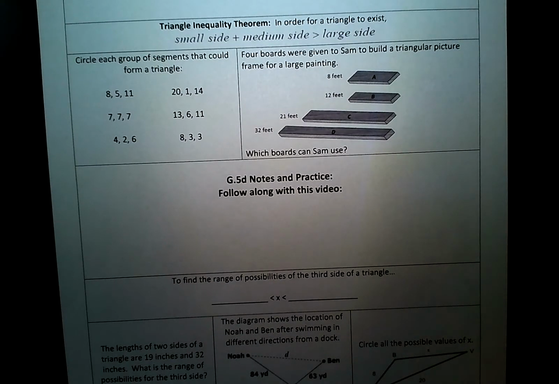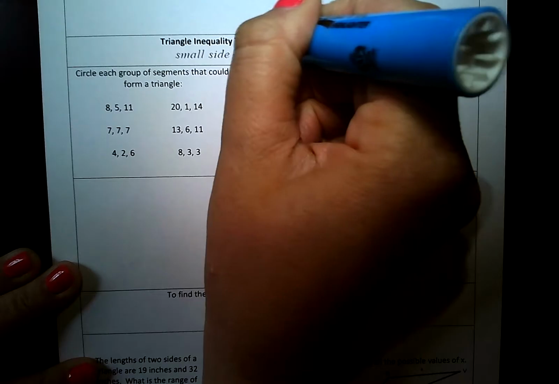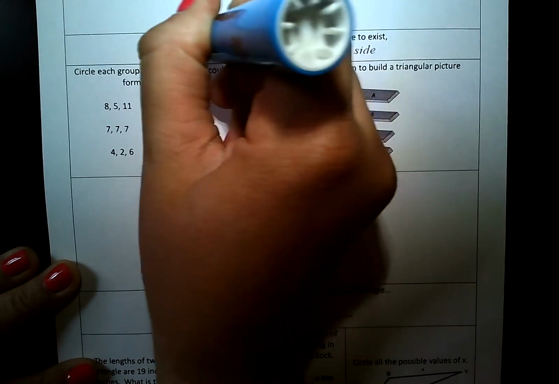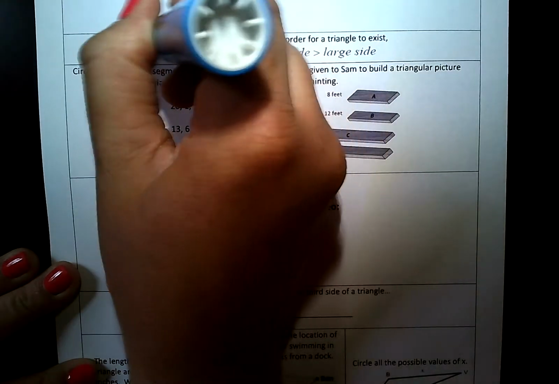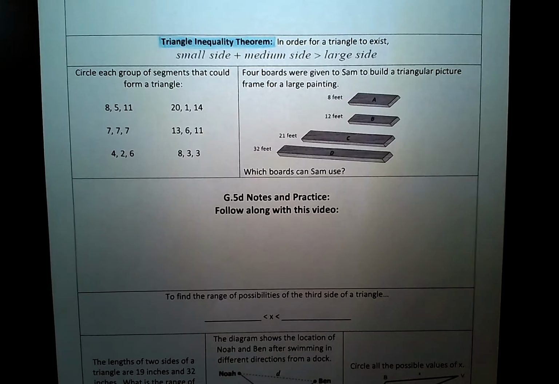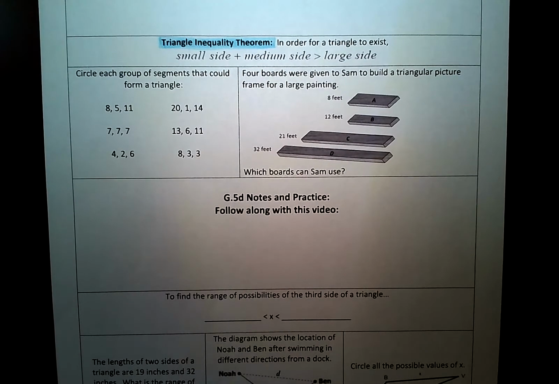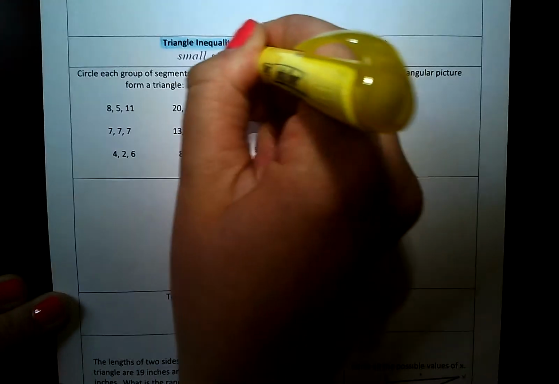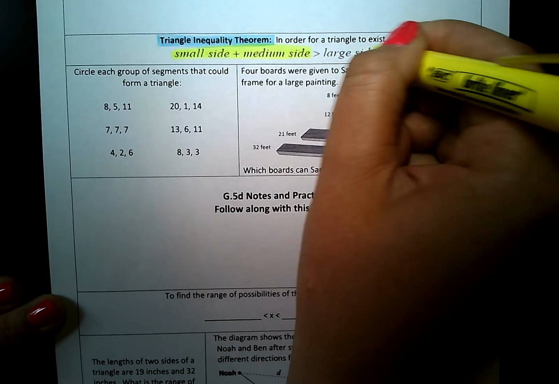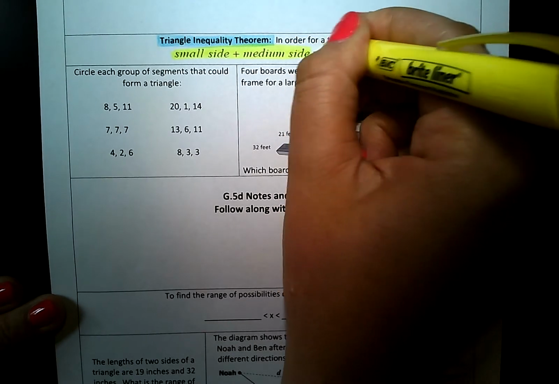A very, very, very important theorem, which is totally worth you knowing and memorizing, is the triangle inequality theorem. The triangle inequality theorem says in order for a triangle to exist, the small side plus the medium side of a triangle must be greater than the large side.